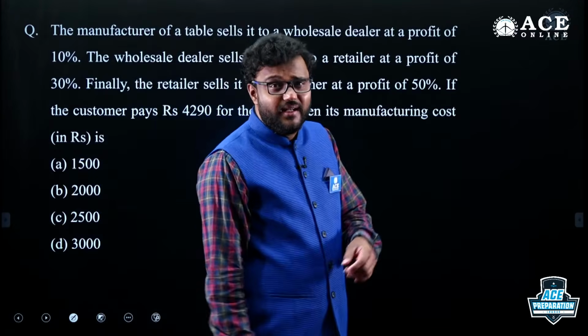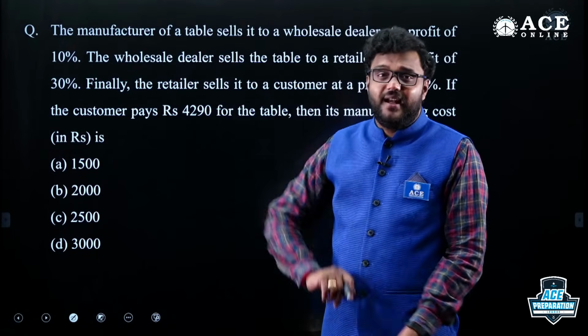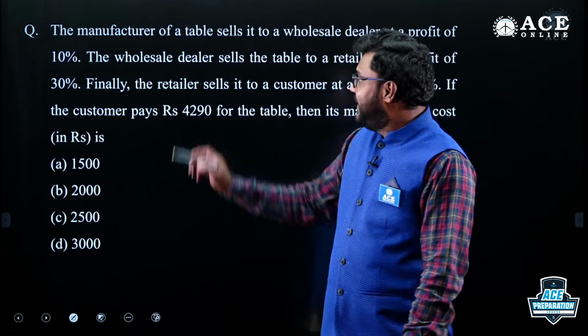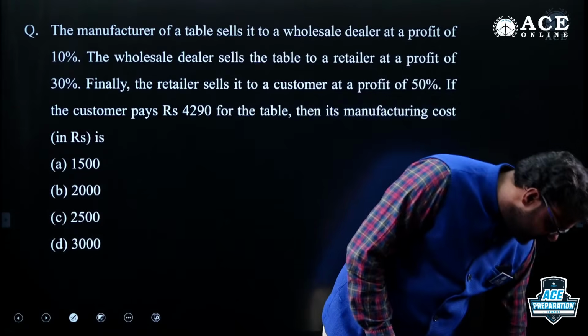Now see the next question, similar to this previous question, in profit and loss they can ask like this. The manufacturer of a table, see this question my dear friends, go to this question once.